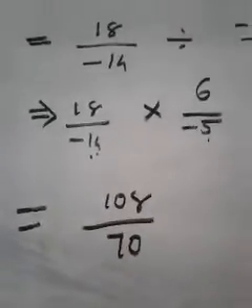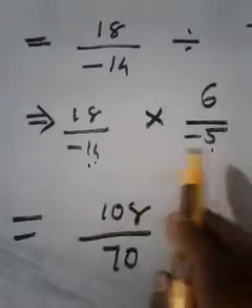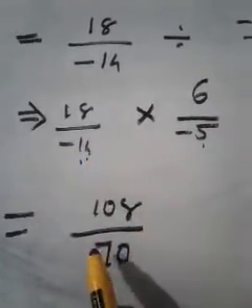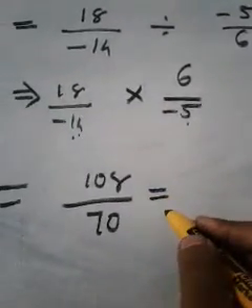So we got the result as 108 by 70. 18 into 6 is 108, minus 14 into minus 5. When you multiply both minus, that will be plus. 14 into 5 is 70. Can you reduce it by any number? Yes, of course you can reduce.